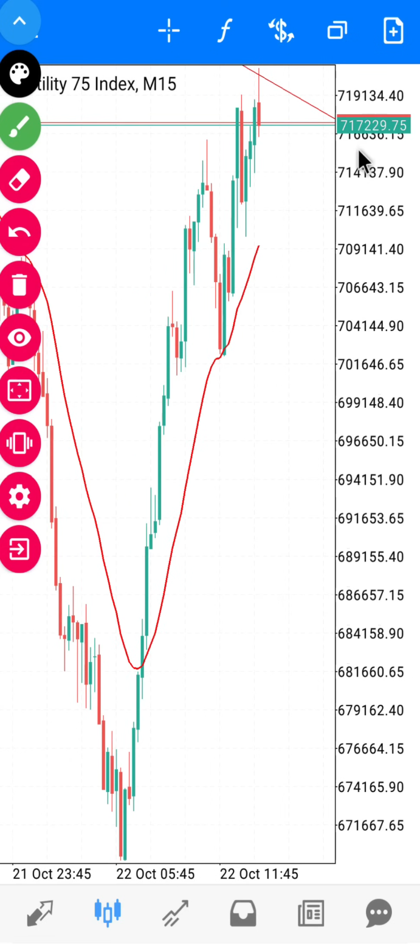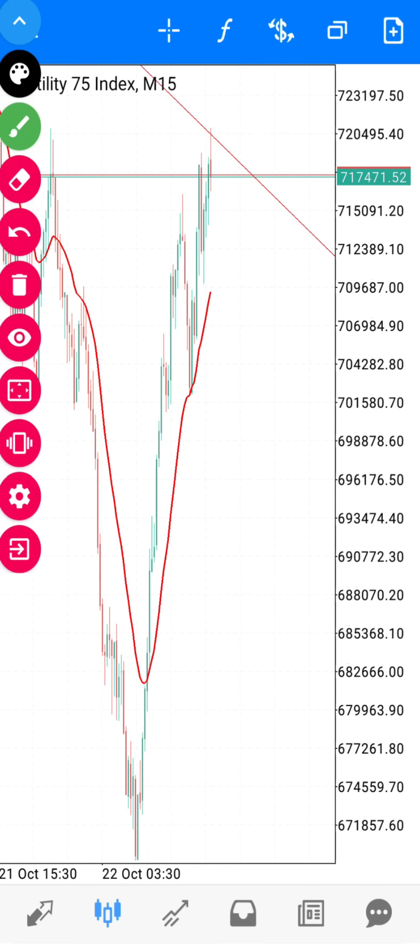the 21 EMA, H4 21 EMA. Do make sure that you watch that video if you don't understand what I'm talking about, the EMA, the strategy. Just watch that video.